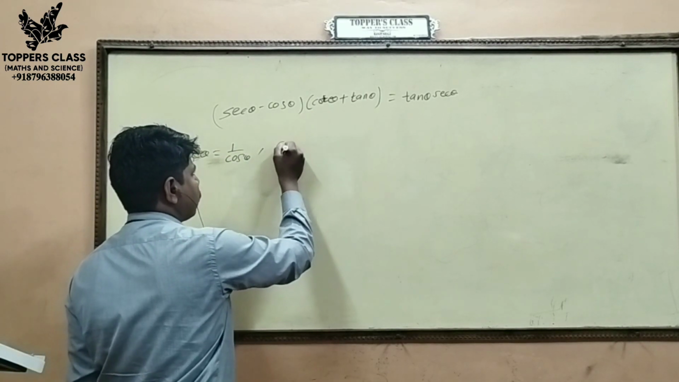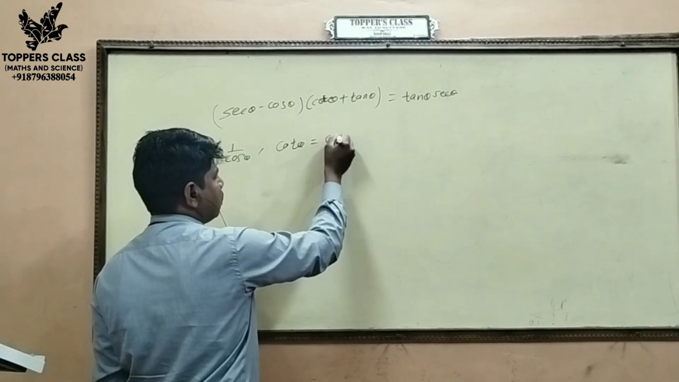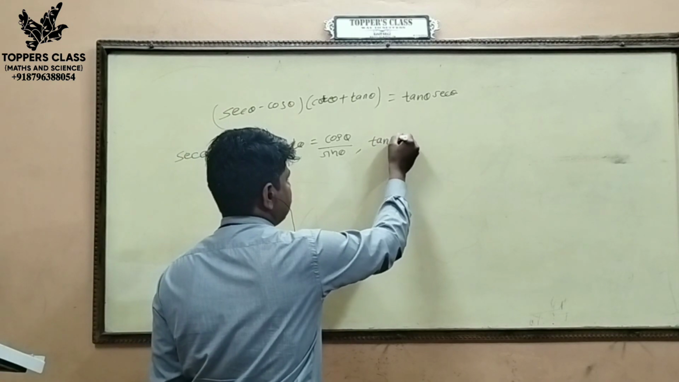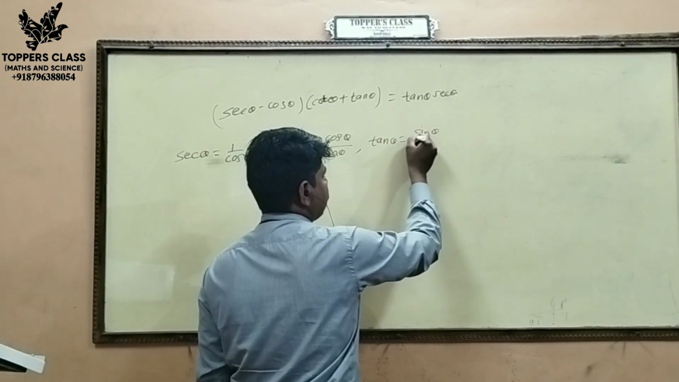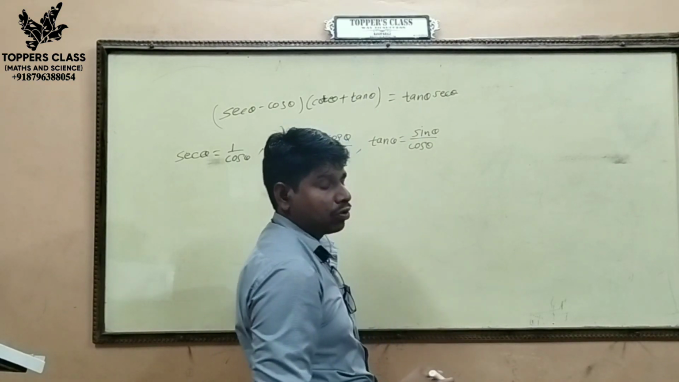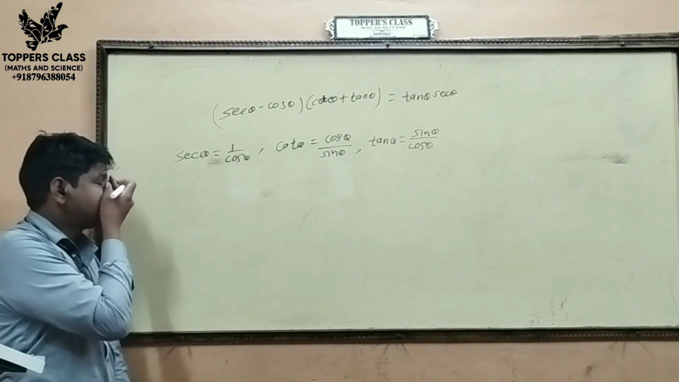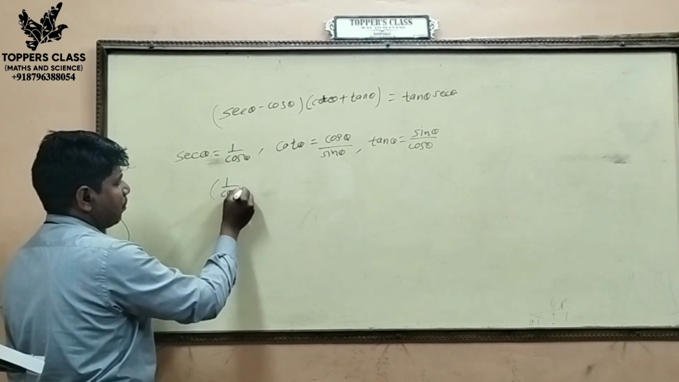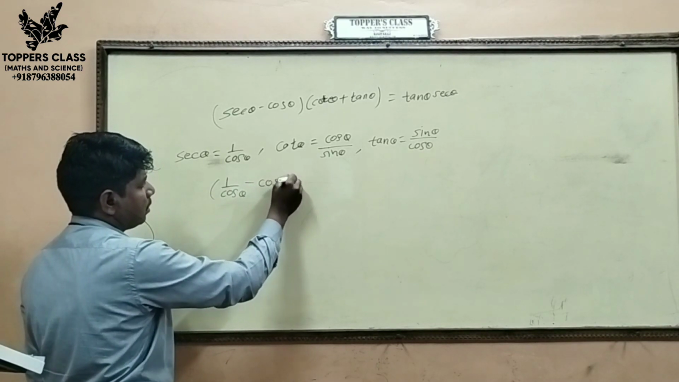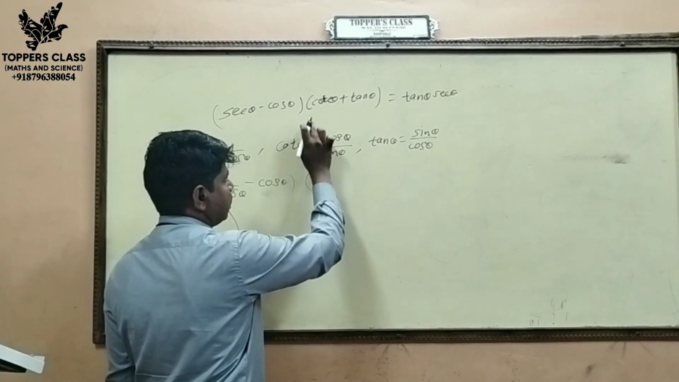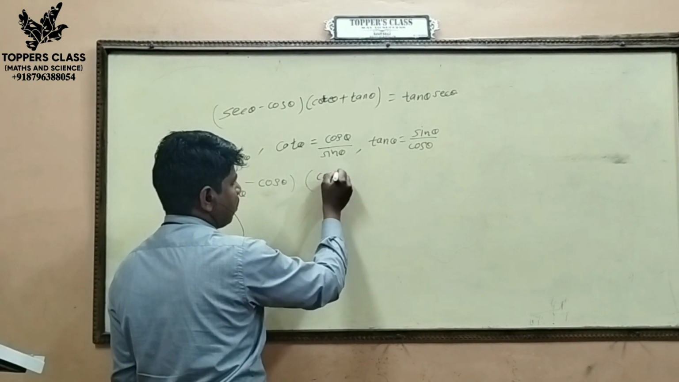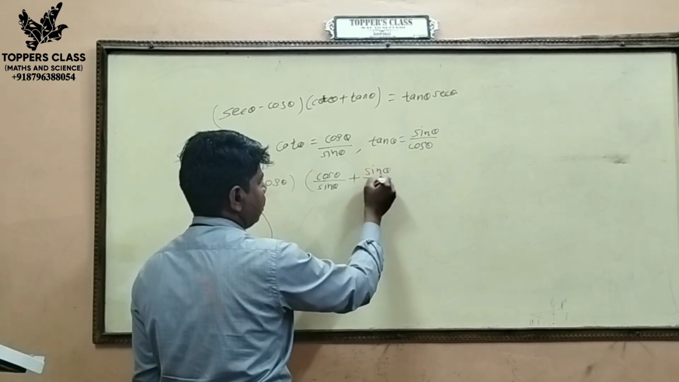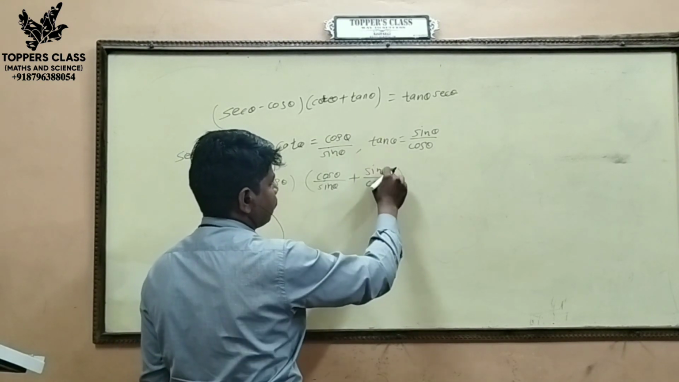Okay. Then cot theta is equal to cos theta upon sin theta. And we know tan theta is equal to sin theta upon cos theta. So these identities we have to apply here. Okay. So now first we'll see the first one, that is sec theta. Instead of that we write 1 upon cos theta minus cos theta. In second bracket, instead of cot theta we write cos theta upon sin theta, and plus sin theta upon cos theta. Instead of tan theta we have written this.